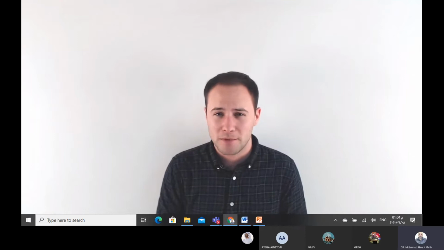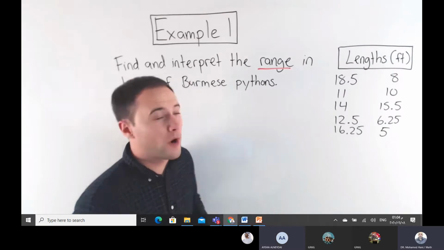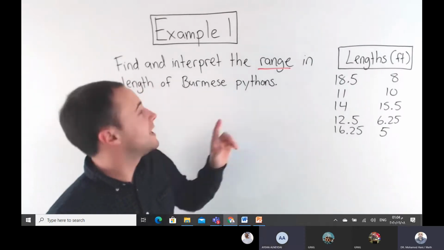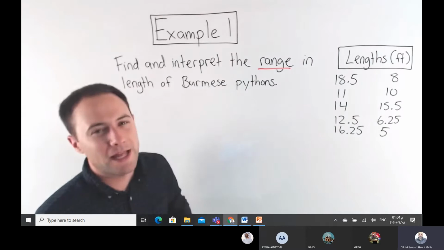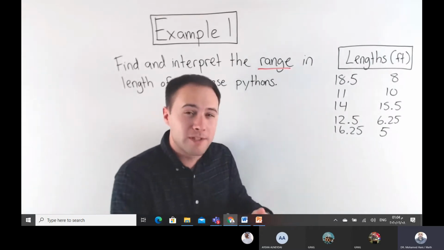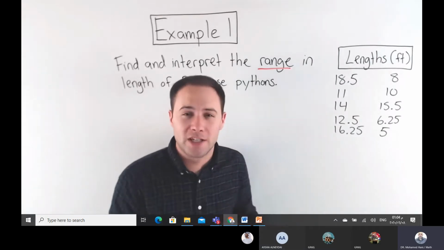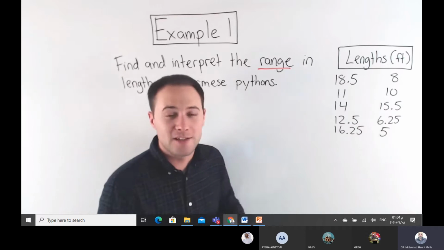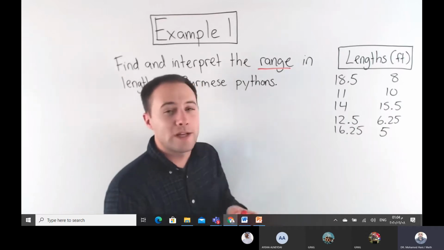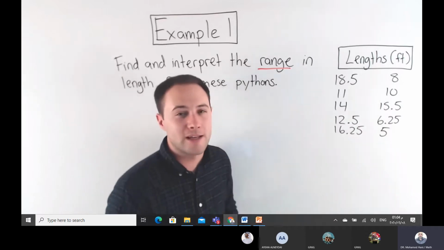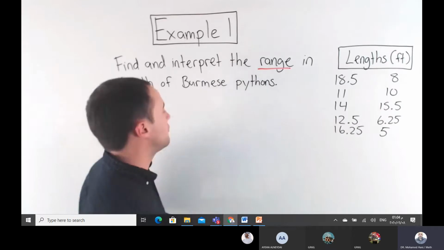Let's get to our first example. All right, example number 1. Find and interpret the range in length of Burmese pythons. So again, today we're talking about measures of variation, and range is a way to do that. Range is a way to find how spread out our data is. So let's talk about how to find the range.